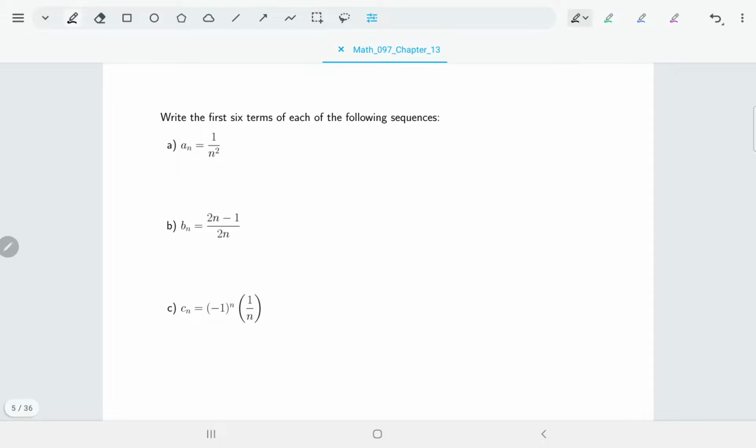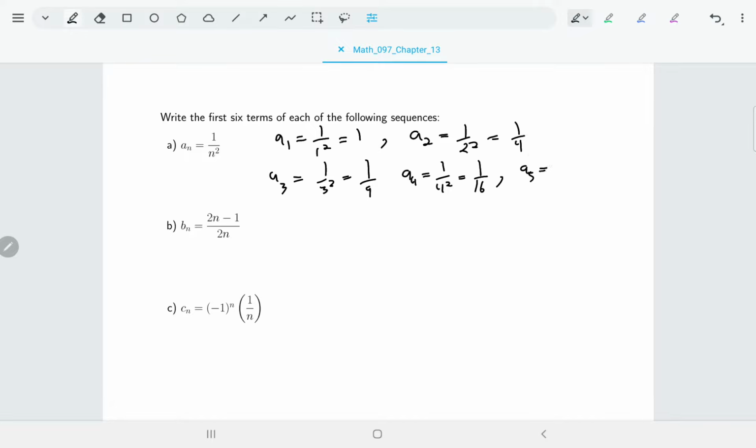Okay, so if we have a formula given for us, then it's not too hard to find the first however many terms we'd like in the sequence. So for example, with the first one, an being 1 over n squared, a1 should be 1 over 1 squared, which is 1. a2 should be 1 over 2 squared, which is a quarter. a3 should be 1 over 3 squared, which is 1/9. a4 should be 1 over 4 squared, which is 1/16.